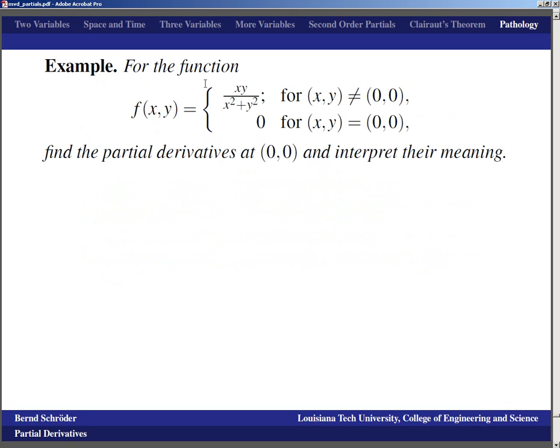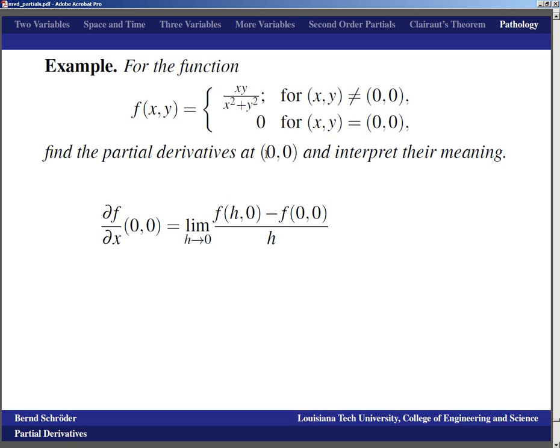So as an example, let's take the function f of xy equals xy over x squared plus y squared as long as we're not at the origin. And let's make it 0 at the origin. We want to find the partial derivatives at the origin and interpret their meaning. Well, the partial derivative with respect to x at the origin, this is a piecewise defined function, so we really have no choice but to compute the difference quotient. And what do we have? A partial derivative in the x direction means we take a little step. We have a base point, and that base point is the origin. We take a little step of length h in the x direction, so we go from the origin 0, 0 to the point h, 0, and we divide by the step length, which is h.